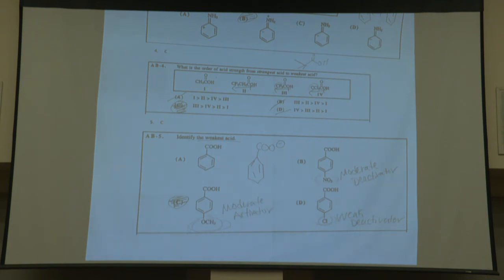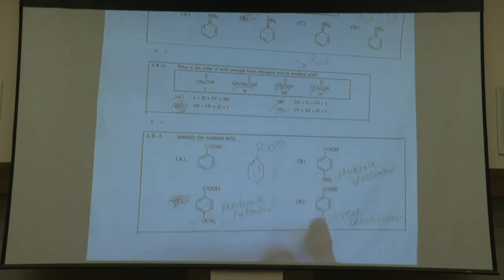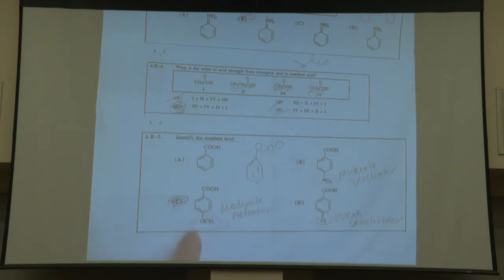Why not A? Because A has nothing, right? So A is neither being helped by a deactivator nor hindered by an activator, right? So this is going to be a little bit of a stronger acid than this one, because this one doesn't have any extra electrons inside the ring, right? And we don't want those. Those actually hurt us as an acid. So it'll actually be a little bit stronger than C, because C is going to be hindered by the fact that it has extra electrons in the ring. Does that make sense?